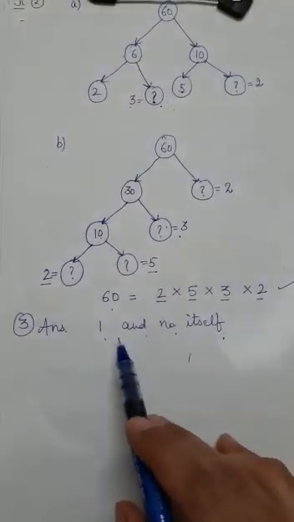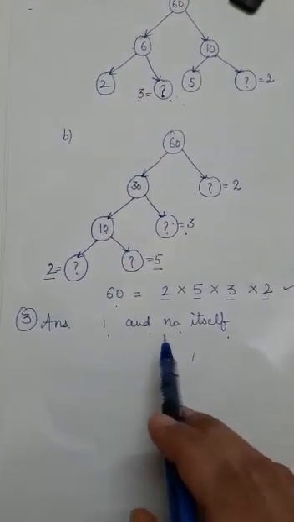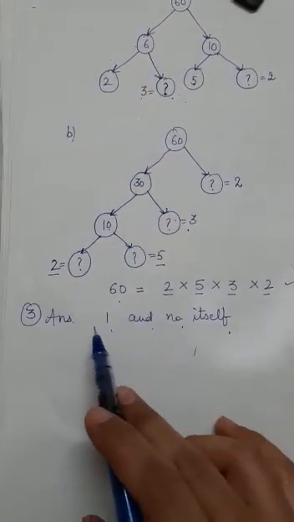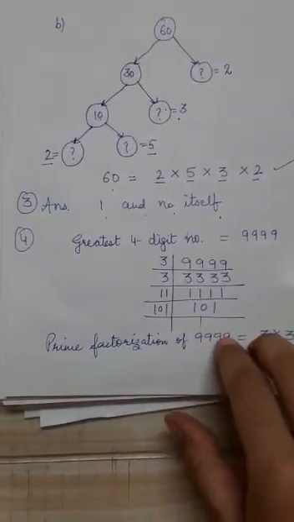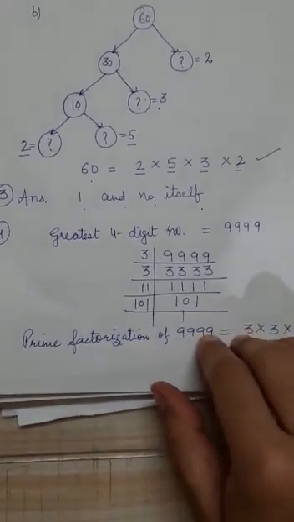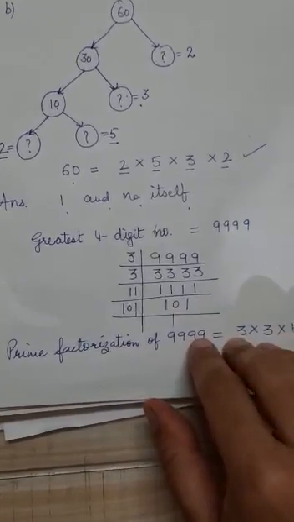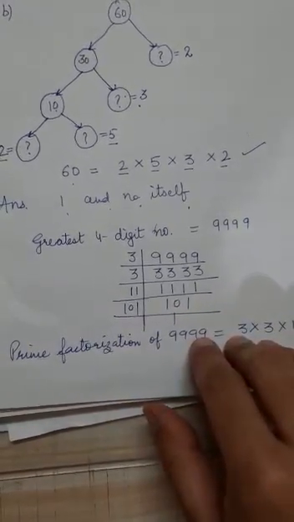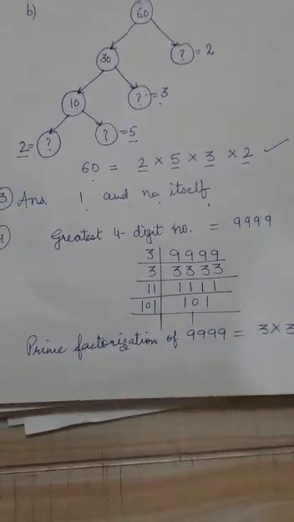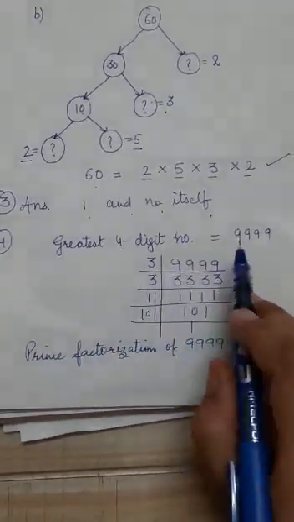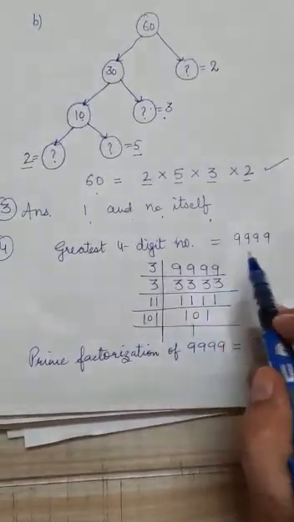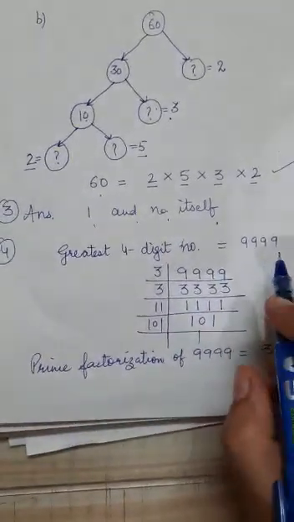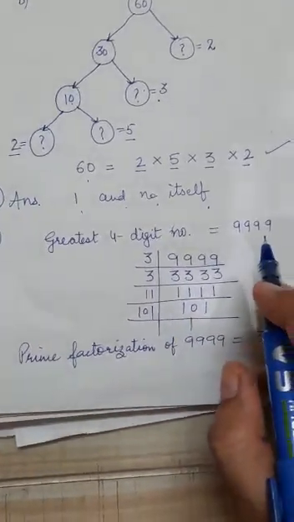So the two factors which are not included in the prime factorization are 1 and the number itself. Now question number 4 is, write the greatest 4-digit number and express it in terms of its prime factors. First you'll write the greatest 4-digit number, that is 9999. Now you have to express this 9999 in the form of its prime factors.